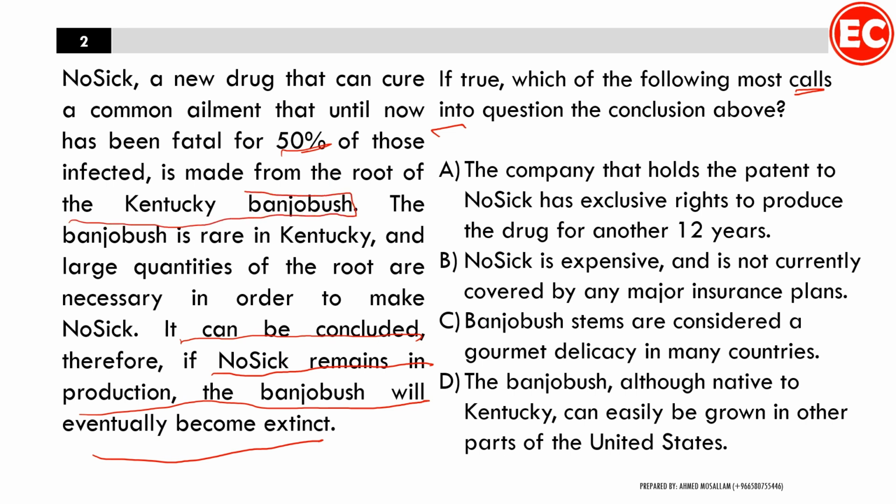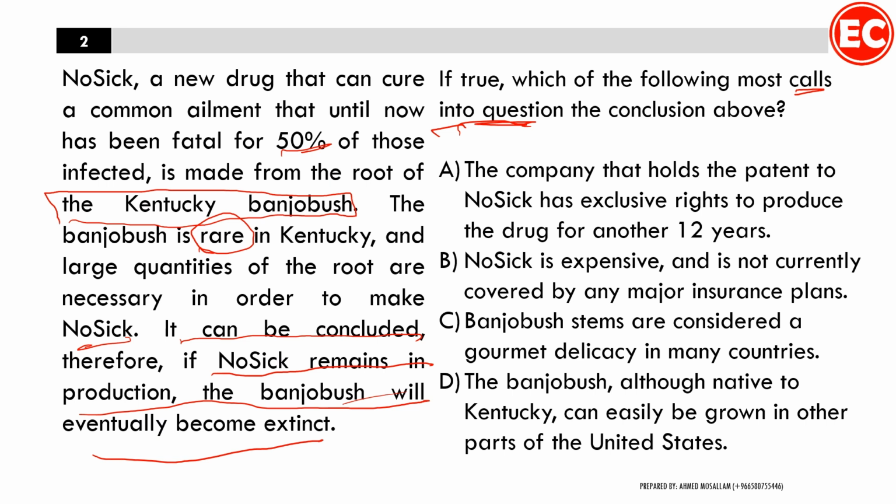You can extract this medicine from a place called Kentucky, from the banjo bush. The banjo bush is rare in Kentucky. This is the keyword here: it's rare, and large quantities of roots are necessary in order to make Noxick. So it can be concluded that if Noxick remains in production, the banjo bush will eventually become extinct. We need something here that will call into question, that means undermine, the conclusion, that means will not accept this conclusion and will find a solution for this.